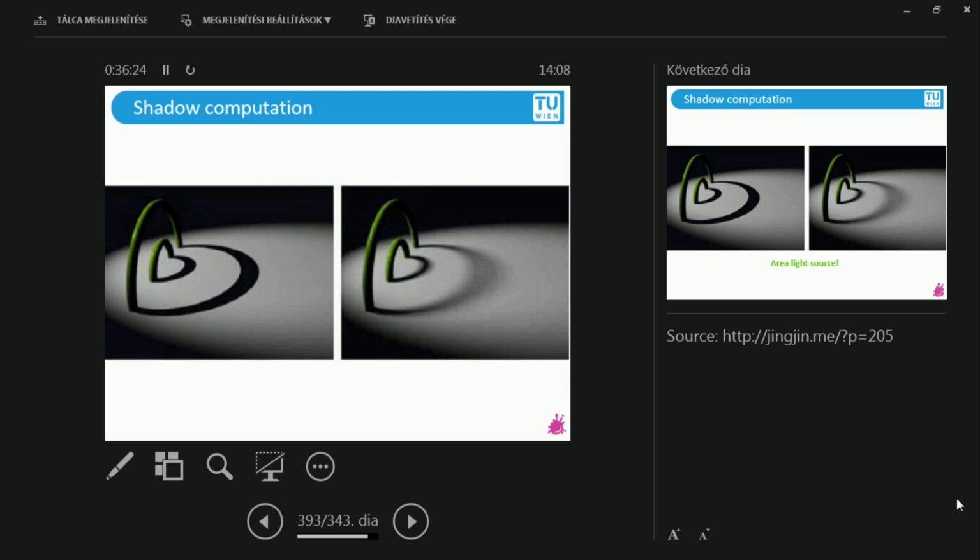What about these guys? The left one is a point light source, it seems. The right one, I can see this beautiful continuous change. And this is definitely a penumbra.